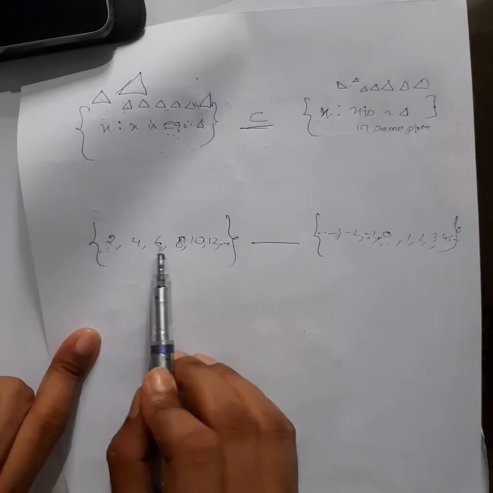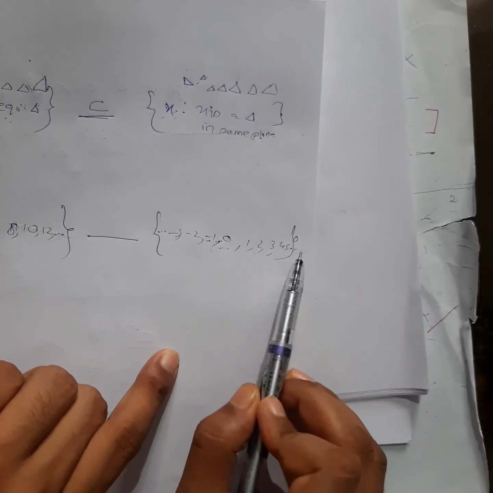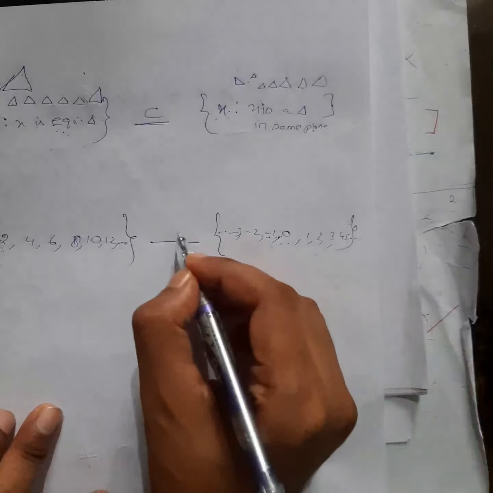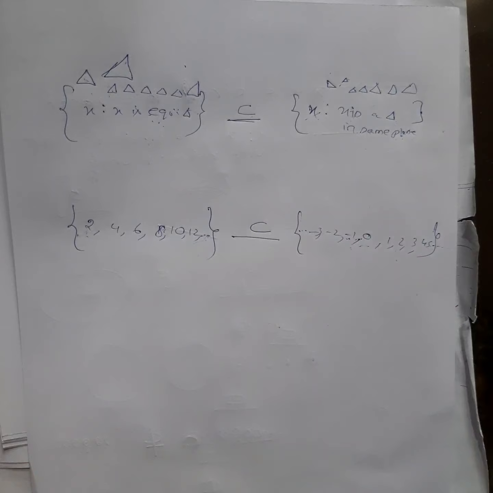So 2, 4, 6, 8, 10, 12, 14, all will be here or not? Obviously, in integers, 2 will be there, 4 will be there, 6, 8, 10, all will be there, right? So all these elements will surely be present here. So this will be a proper subset of this. Okay, I hope it's clear. So your first question is over here.